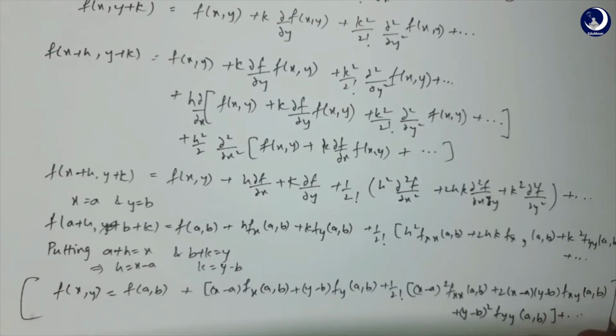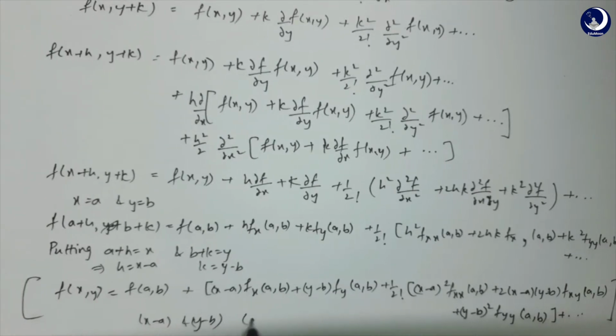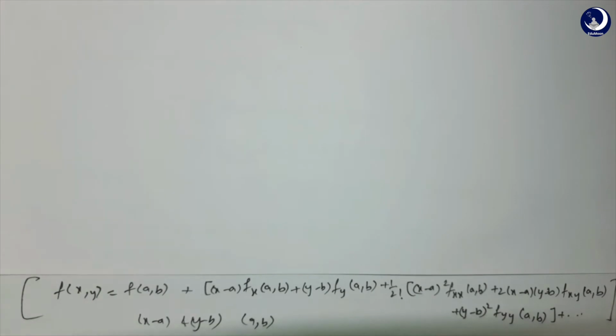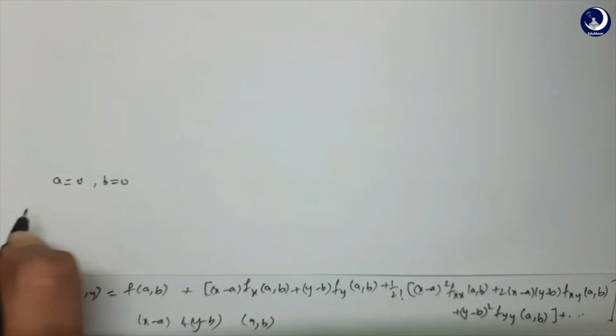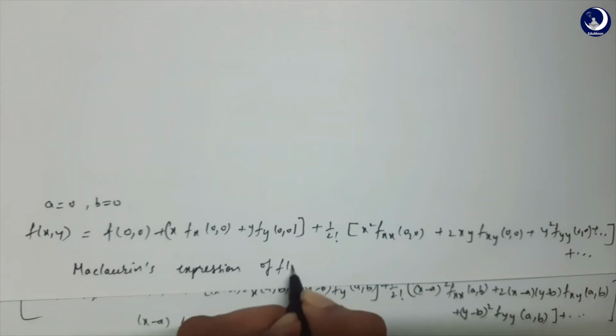Now this is called as Taylor's expansion of f of x comma y in the powers x minus a and y minus b. So basically this is used to expand this function f of x comma y in the neighborhood of a comma b. Now you don't need to do the whole thing, you just need to try and remember how the expansion looks like to apply it in our problems. So to get Maclaurin's expression from this, substitute 0 in the place of a and b. So a equals to 0 and b equals to 0. Then we get f of x comma y equals to, this is Maclaurin's expression of f of x comma y.